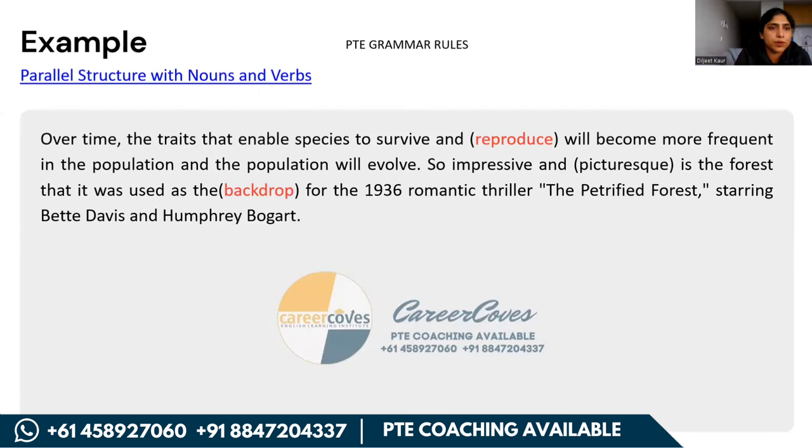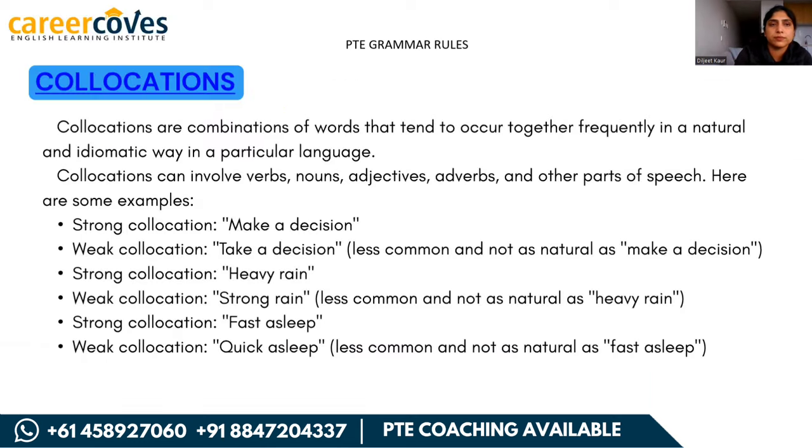So you can see in the example, over time, the traits that enable species to survive and reproduce will become more frequent in the population. Population will evolve. So survive and reproduce. Reproduce is the first form of the verb. So survive and reproduce, they both are the first form of the verb. So they are in the same form. That's why "and" is there. So the fill-up is after "and". So all this is very obvious. There should be the first form of the verb.